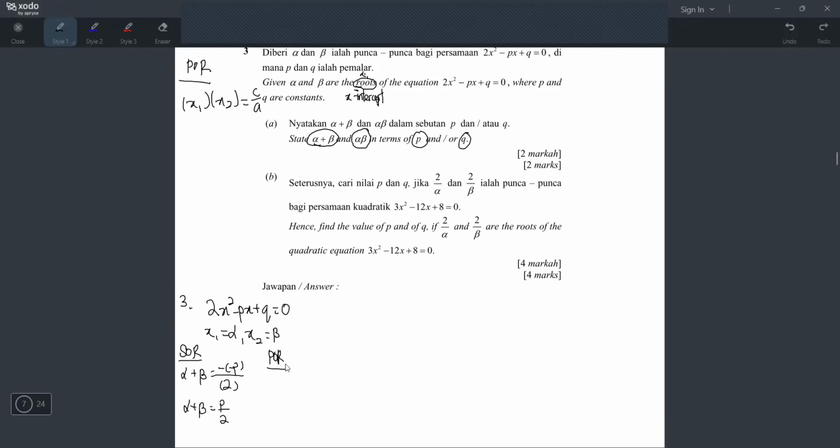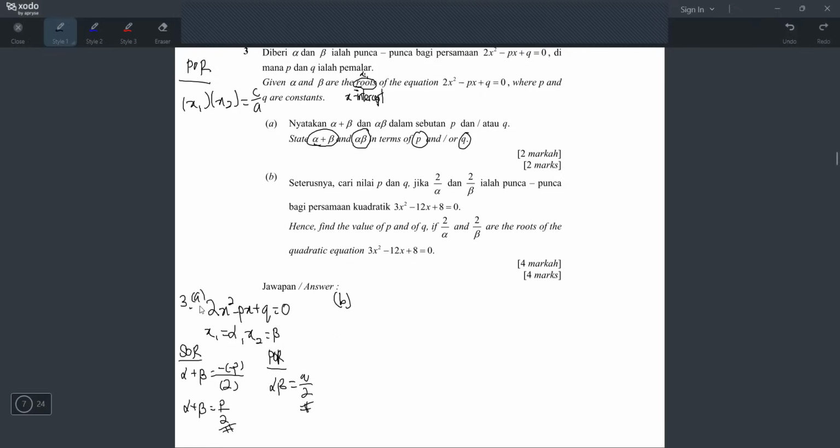How do you get the product? You take x1 times x2 equals C over A. So what is your x1 times x2? Alpha times beta. So alpha times beta equals C over A, which is Q over 2. And this is your answer. So what they want you to find is alpha plus beta and alpha times beta in terms of P and Q. So this is the answer. All right, so now let's continue with B.